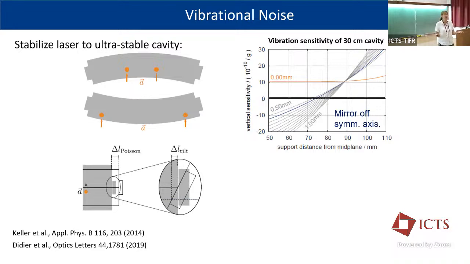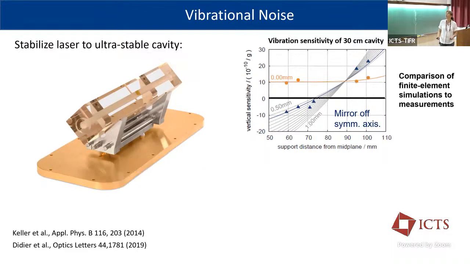We did finite element simulations. So what would be the best magic points to support such a cavity so that the bending effect cancels the Poisson effect? And then by doing this, so this is the 0 line where you have 0 sensitivity to vibration, we saw that if we put the mirrors off axis, so displace the mirror from the symmetry line, we can find such a sweet spot where we have 0 sensitivity. While when the mirrors are symmetrically mounted, as you initially would do it, then you never find such a crossing, never find a sweet spot. So that was finite element simulations.